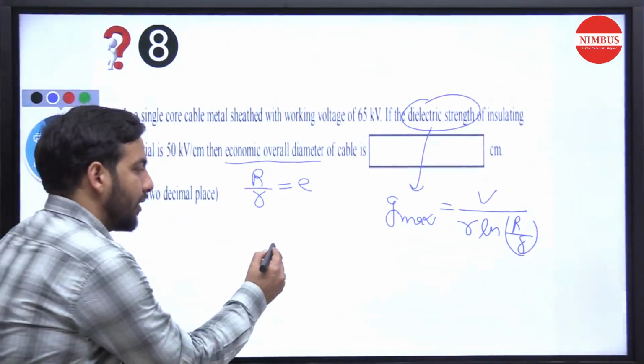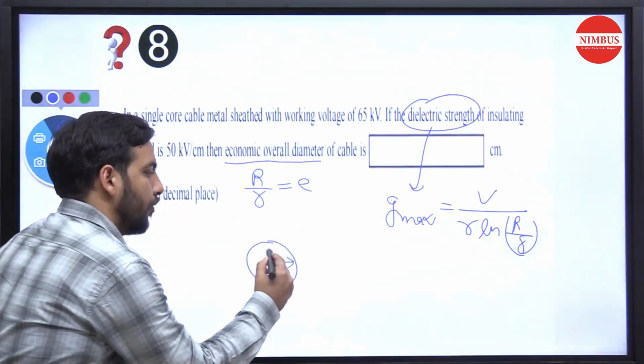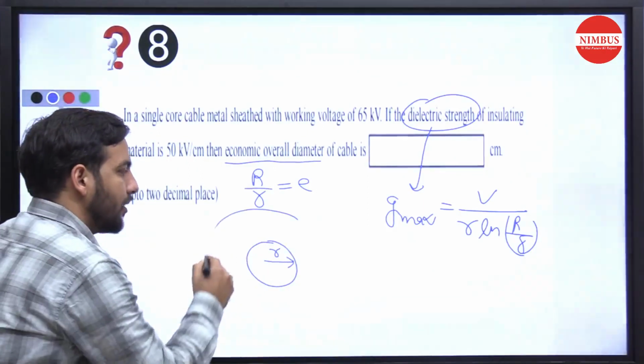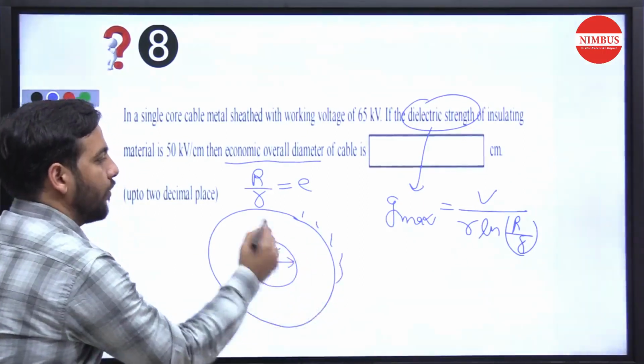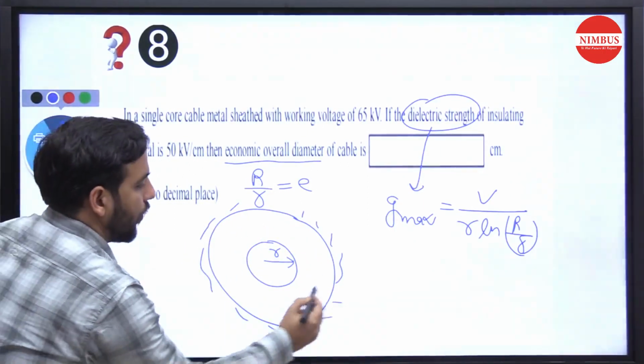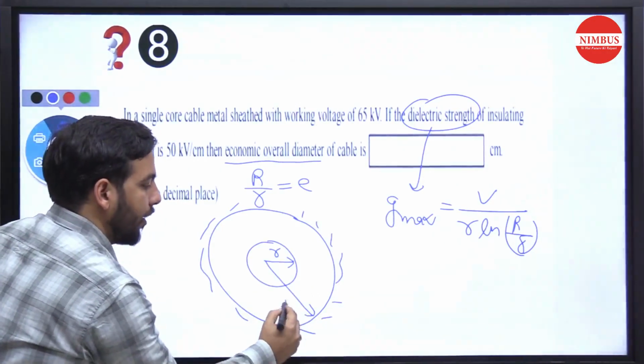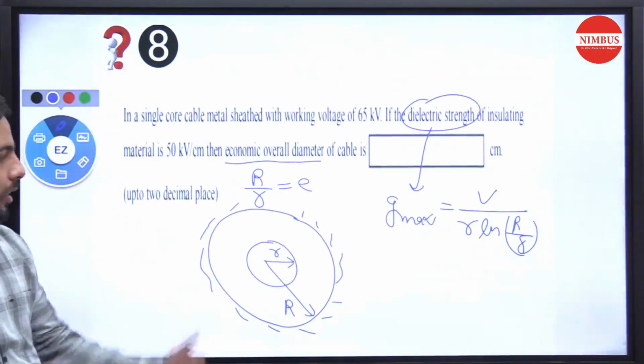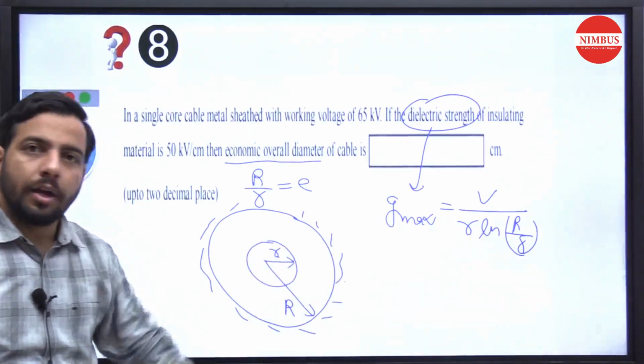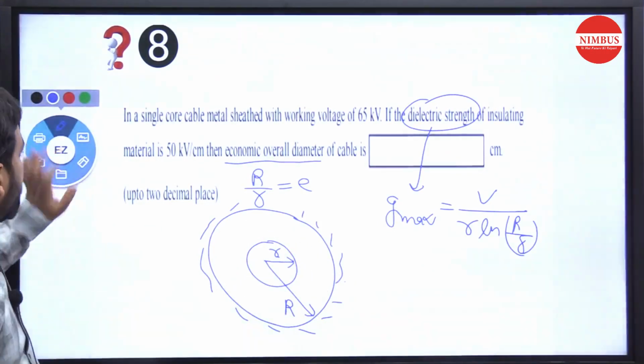The cable is somewhat like this. This is the cable with radius r, and this is the outer sheet. Its potential is always 0. This is the outer sheet. This is the overall radius, that is capital R. This is the conductor and this is the metallic sheet. Okay, this is the question.